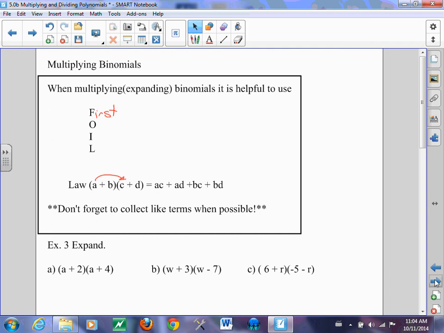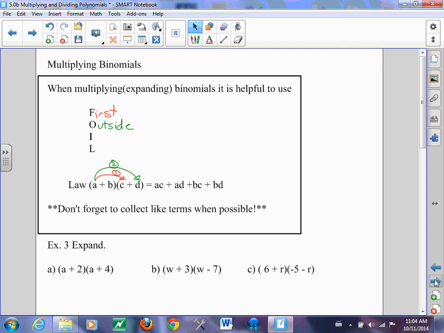Okay? Outside, let me back that up. For outside, ladies and gentlemen, we take the two outside terms and we multiply them together. I'm just going to attach numbers to this: outside is the second, and I'm going to back up and put that one as the first.